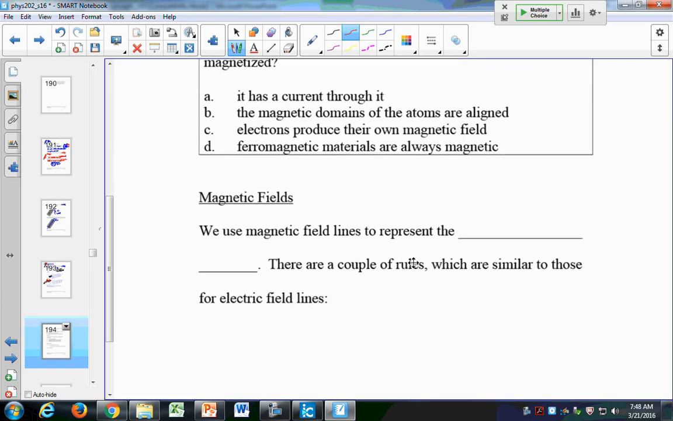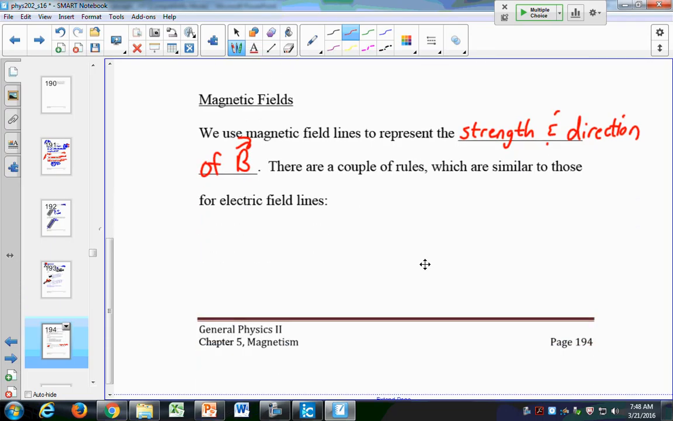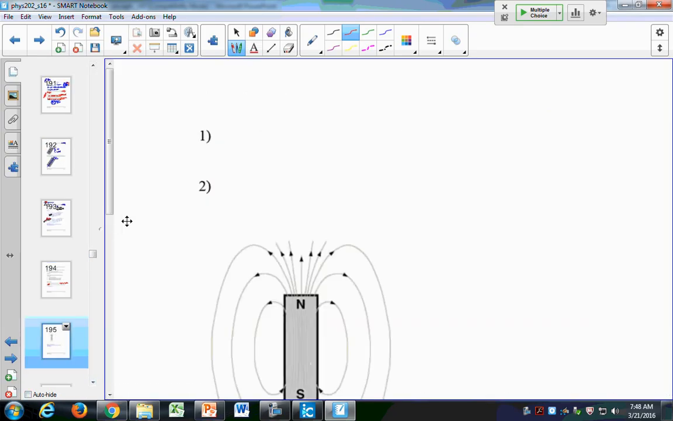All right, we also use magnetic field lines to represent the strength and direction of the magnetic field. And again, I'm going to use B here to represent the magnetic field. It is a vector quantity, as we'll see. We'll have a couple of rules. These are similar to what we had for electric field lines. So a couple of rules.